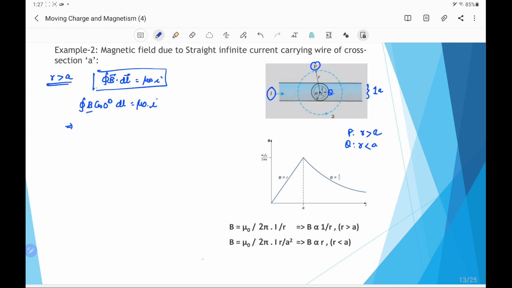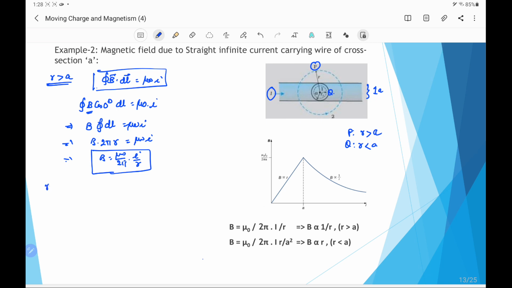So it can be written as B is constant in magnitude, so it is taken out, and integral cos 0 is 1, so the remaining is dl, and it is equal to mu naught I. Hence we can write B into 2 pi r, since the length of this Amperian loop is 2 pi r, where r is the radius, equal to mu naught I, or B equals mu naught by 2 pi into I by r. This is the magnitude of the magnetic field when the point is outside the wire, and the direction is along the tangent on the circular loop as given by the right hand rule.